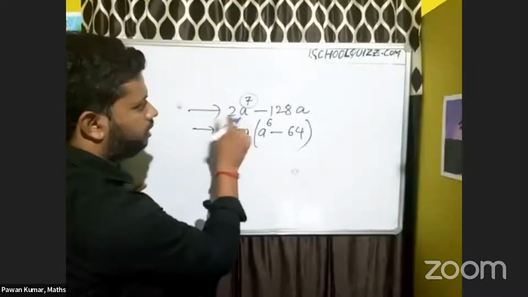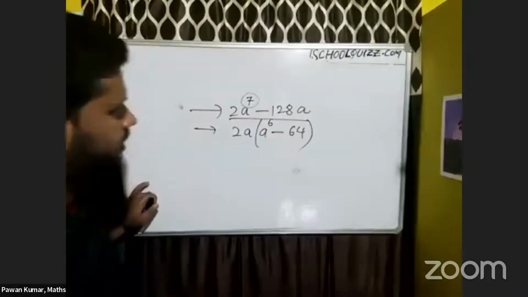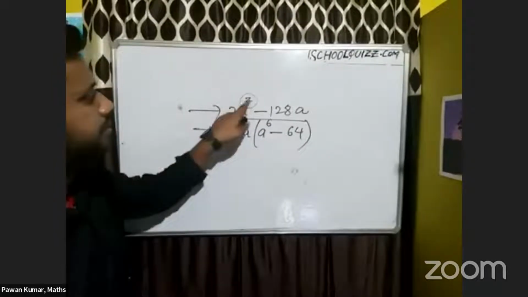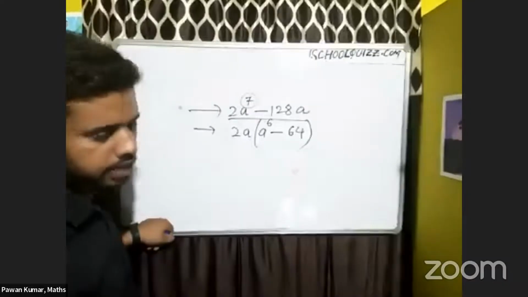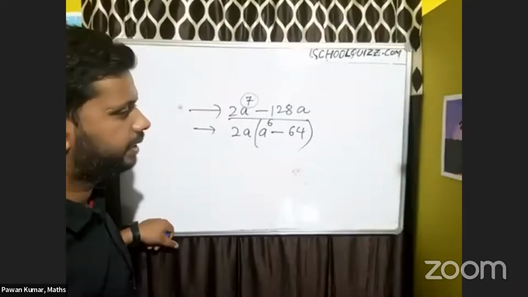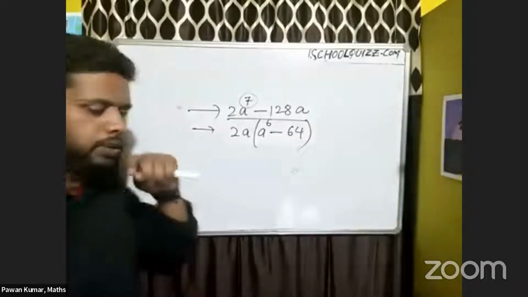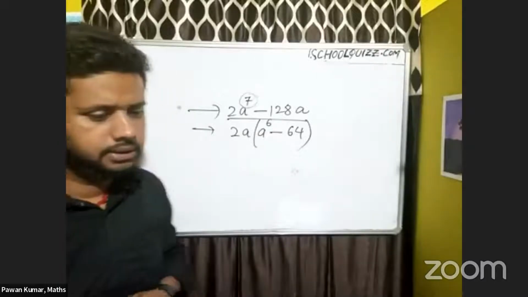Sir, repeat once. Say, if I am seeing these equations here, what I am saying, a to the power 7 means odd power is there. So odd power hai, I can't directly put any formula, correct? Yes, sir. I can't put any formula directly.